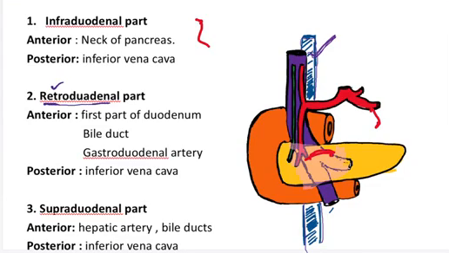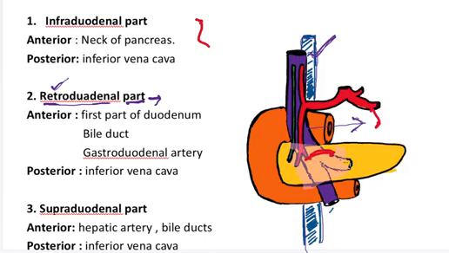Retro means behind. So retroduodenum means behind the duodenum. So the retroduodenal part of the portal vein means that the portal vein is lying behind the duodenum. So this is the retroduodenal part, this one. Okay, and this is lying behind the first part of the duodenum.